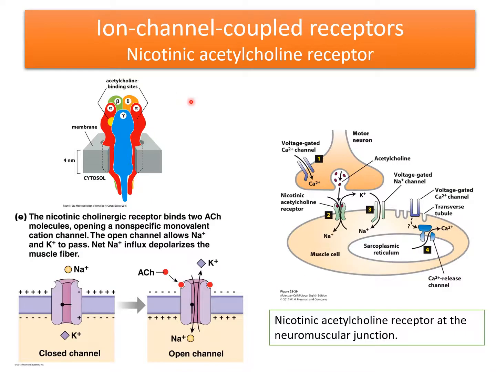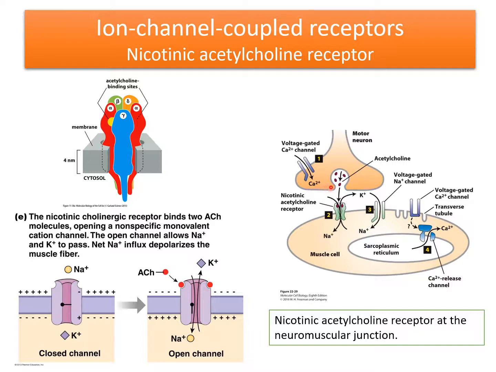The example Dr. Romero uses for ion-coupled receptors is the nicotinic acetylcholine receptor. The nicotinic acetylcholine receptor requires two acetylcholines to bind between the alpha and gamma subunits of the receptor. That might be a little more specific than what Dr. Romero is going to ask, so I wouldn't worry about that too much. But the point is that the acetylcholine will bind here, and then this will allow sodium and potassium to flow through the channel.